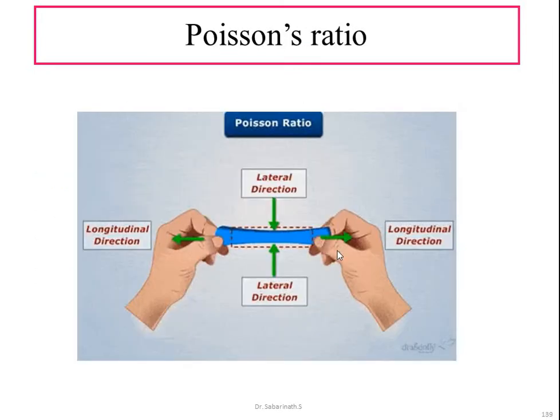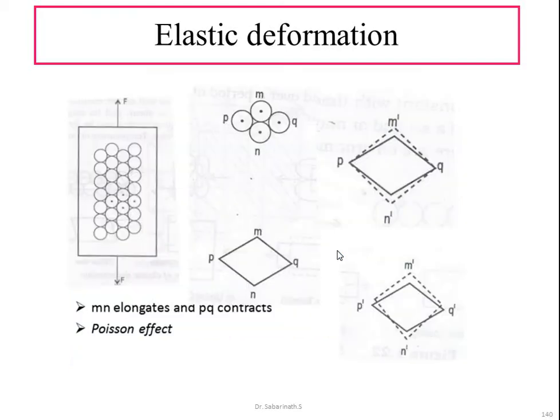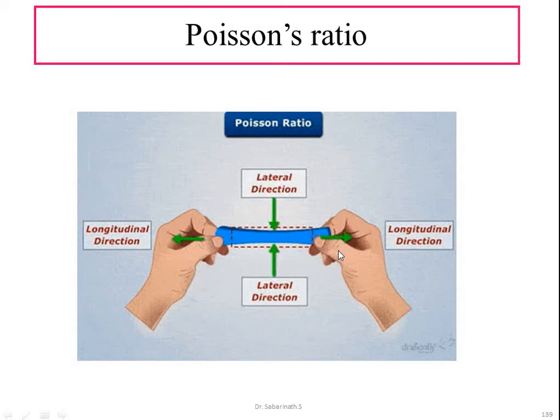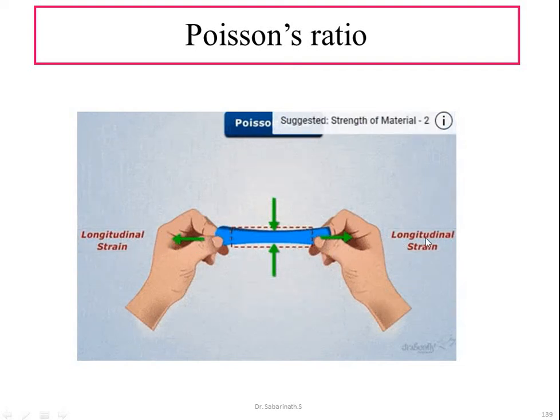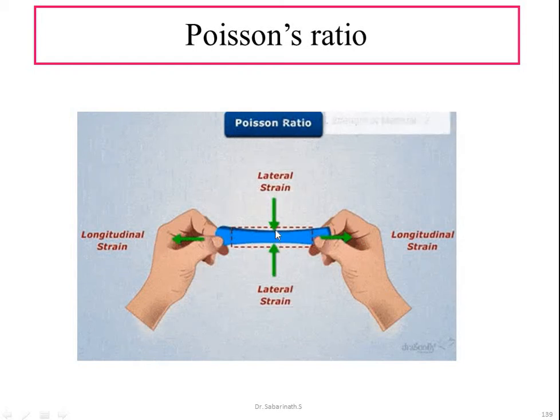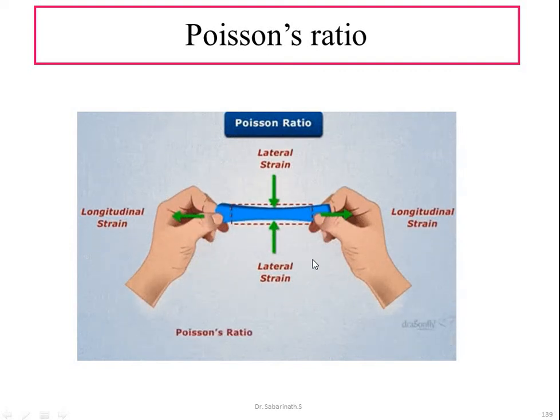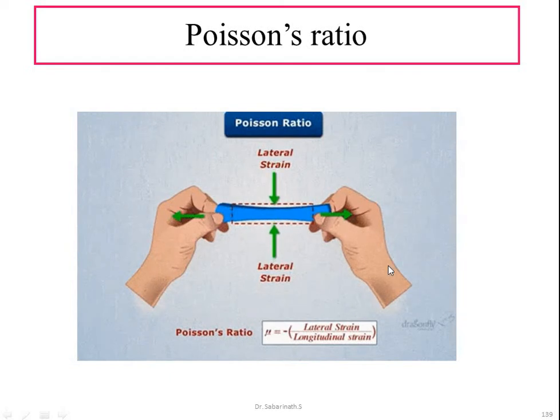So now let us see Poisson's ratio. This is the Poisson's ratio. When we apply a tensile force, some longitudinal strain will happen here, and similarly the dimension is reduced laterally, so the lateral dimensions will be reduced. This is what happens when we exert some force. Poisson's ratio is the ratio of the lateral strain to the longitudinal strain.